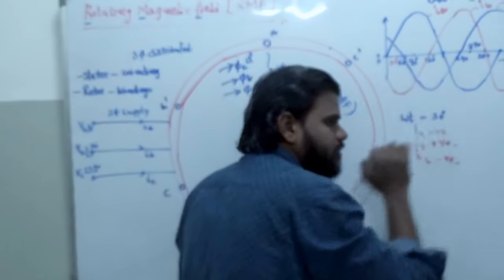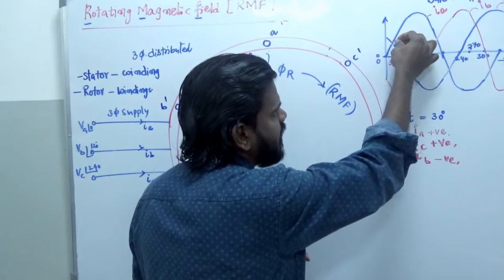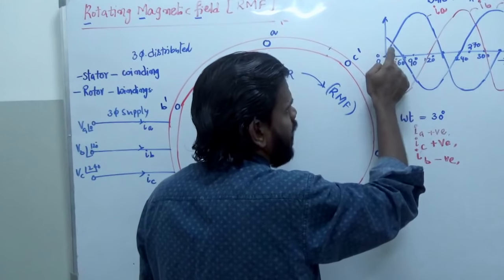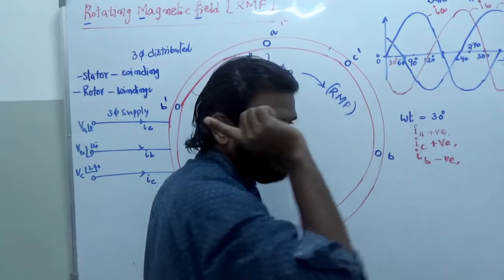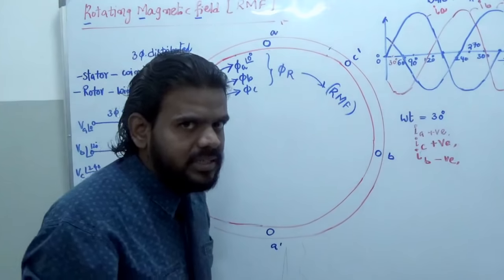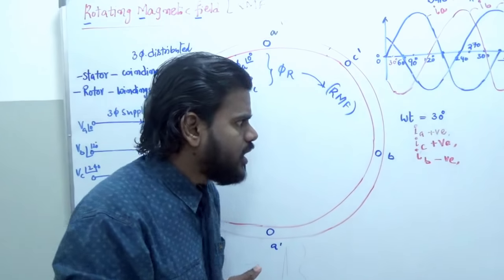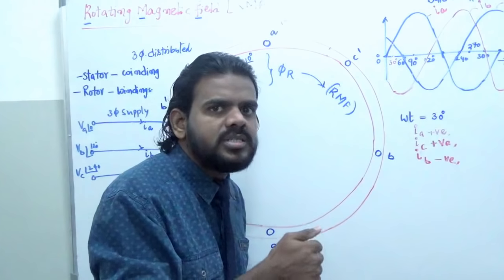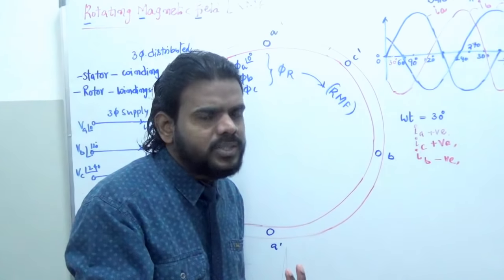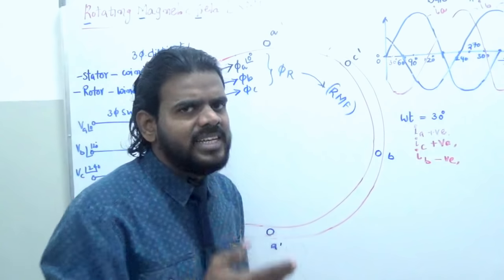At this instant of time, at 30 degrees, you find that IA has a positive value and IC has a positive value, but what about IB? It is negative. Now, as per Ampere's right hand thumb rule, if the current direction is in the direction of the thumb, you'll have the direction of flux in the direction of the fingers. That's Ampere's thumb rule.